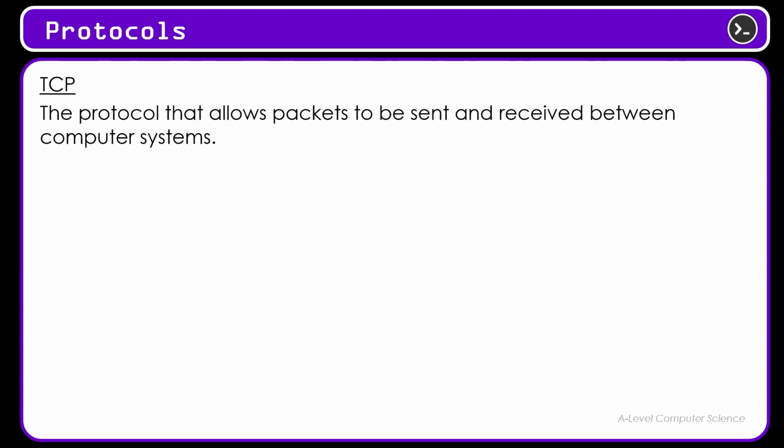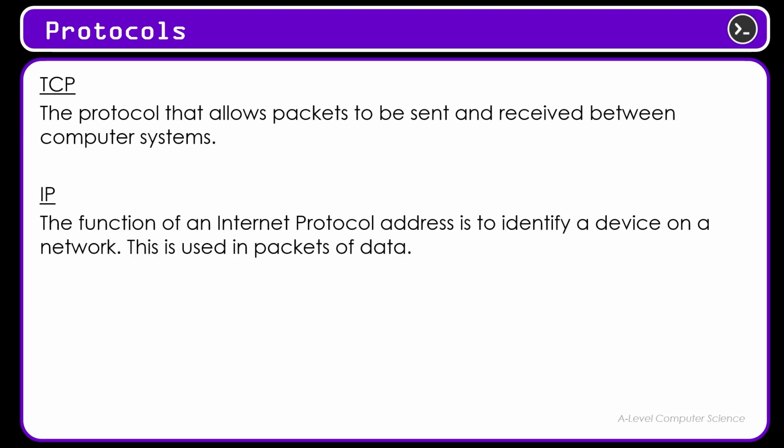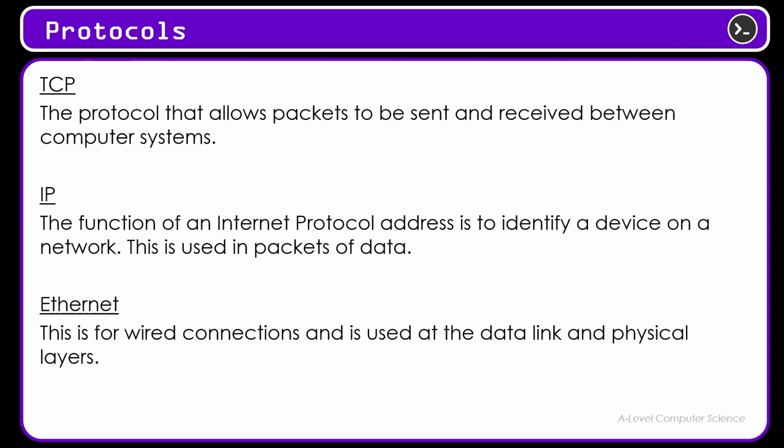TCP is the protocol that allows packets to be sent and received between computer systems. And IP, the function of an IP address, is to identify a device on a network, and this is what's included within packets of data. Ethernet is used for wired connections and is used at the data link and the physical layers.